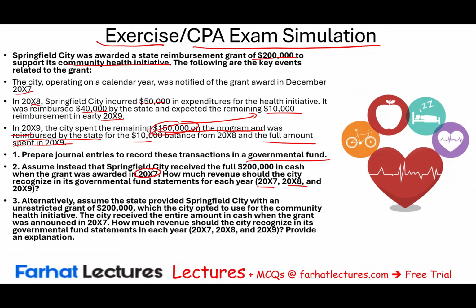Then we will work a third scenario, assuming the state provided the grant as an unrestricted grant, which the city opted, because it's unrestricted, they can do whatever they want to, to use for the community health initiative. The city received the full amount in X7. How much revenue should be recorded in X7, X8, and X9? And we'll provide an explanation for these journal entries.